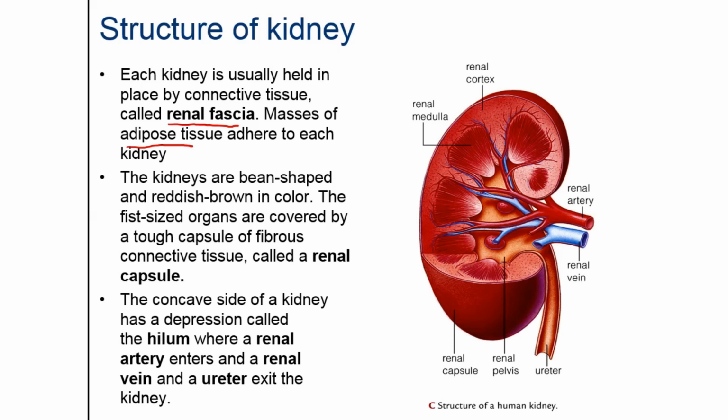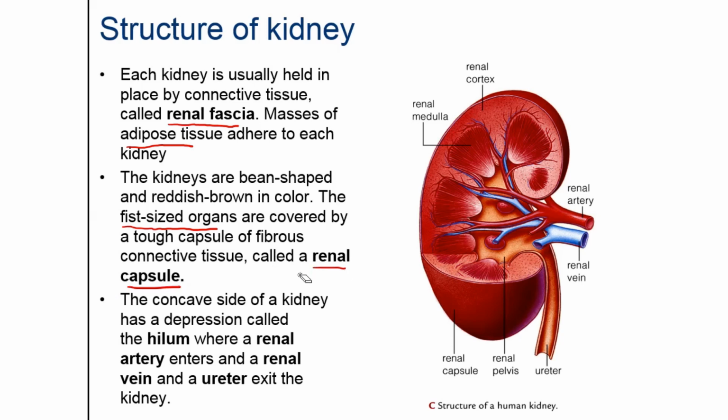Think of them as kind of like the bubble wrap that goes around your electronics when they ship it to you. It's kind of cushioning the kidney, protecting it from shock and stuff like that. The kidneys are bean-shaped, kind of reddish-brown in color, not too big, just fist-sized organs. And as we labeled the kidney on page 63 in the workbook, it is covered by a fibrous connective tissue, which we call the renal capsule.